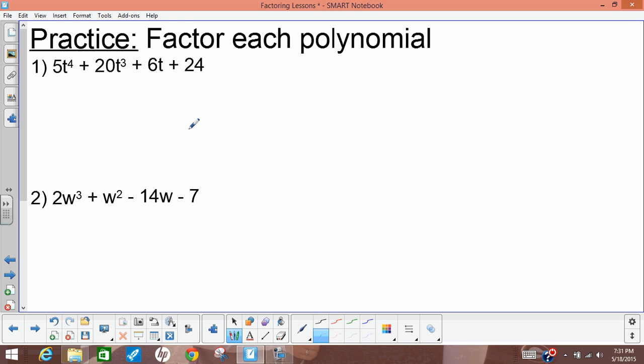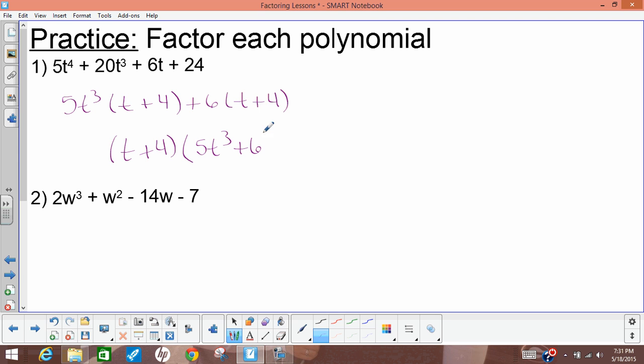So this first one's set up nicely again. I can see a 5 comes out of 5 and 20, and a 6 comes out of 6 and 24. So the greatest common factor here is 5t cubed, which leaves me with t plus 4. Greatest common factor here is 6, which leaves me with t plus 4. Now I can just tidy this up, factor out a t plus 4. I'm left with 5t cubed plus 6.